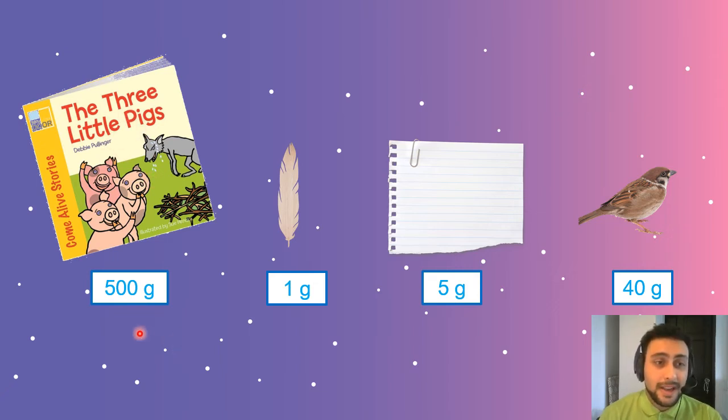This book is 500 grams. Oh, a feather is 1 gram. A piece of paper is 5 grams. A sparrow, the tiny bird, is 40 grams. So it's like 4 10 baht coins.